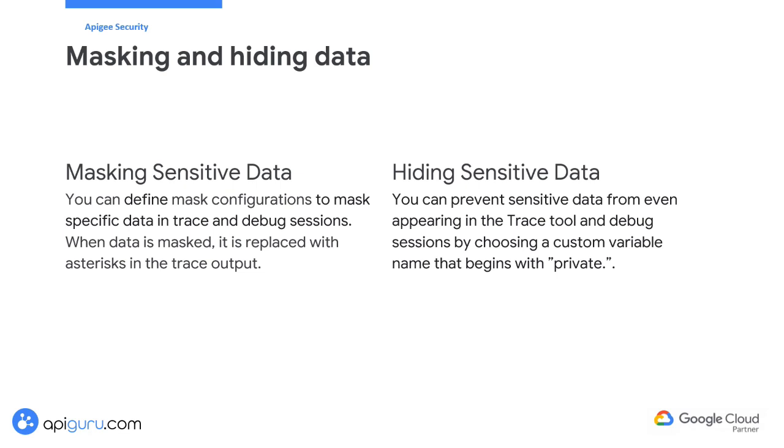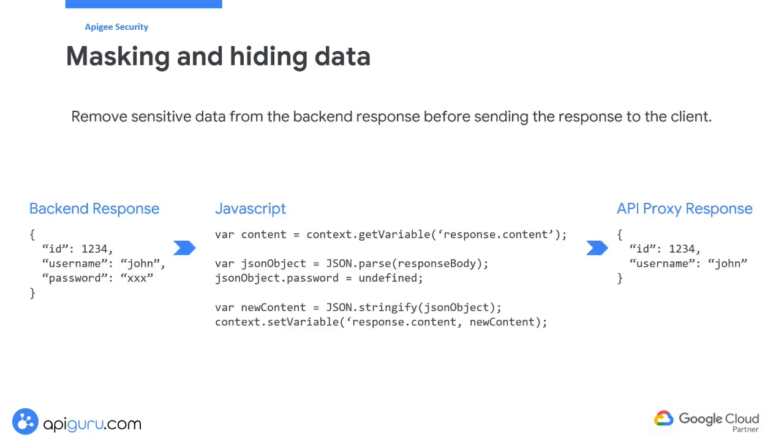In addition to masking, you can prevent sensitive data from appearing in the trace tool and debug sessions by choosing a name that begins with private for your custom variables. A JavaScript policy can remove sensitive data from the backend response before sending it to the software client.